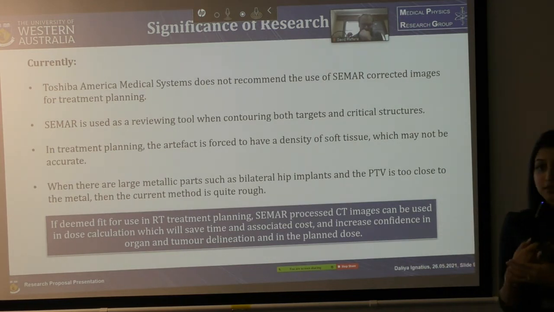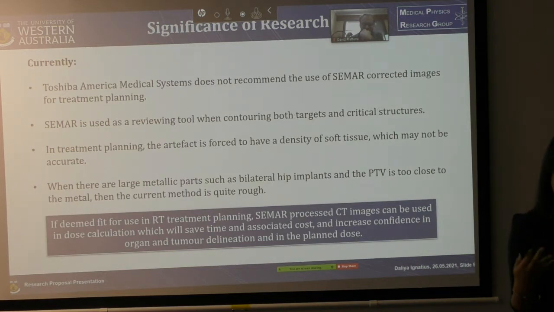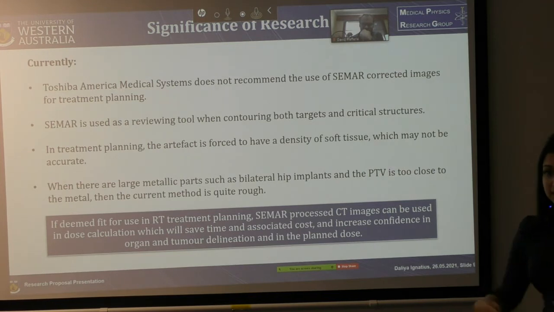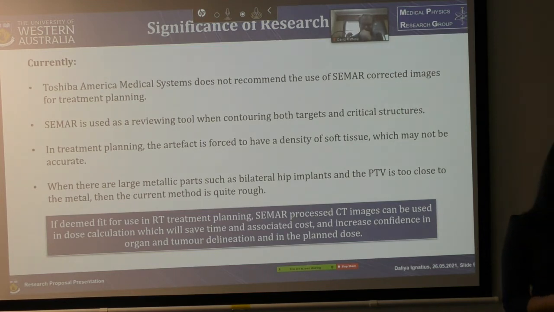So the significance of this research. Currently, SEMAR is used as a reviewing tool for contouring both targets and critical structures in radiation therapy treatment planning. And the artifact currently is being forced to have a density of soft tissue, which may not actually be an accurate method to deal with these artifacts. And it is quite a rough method, especially when dealing with large metal implants, especially in the case of bilateral hip implants, because then the PTV will be too close to the metal. And also, the company that produces SEMAR, Toshiba America Medical Systems, does not recommend the use of SEMAR-corrected images for treatment planning.